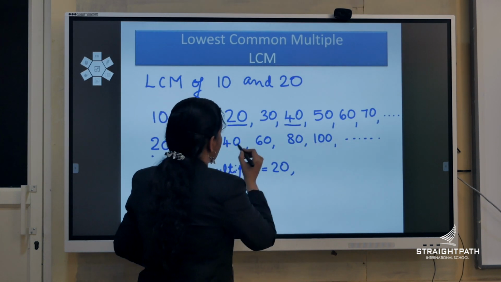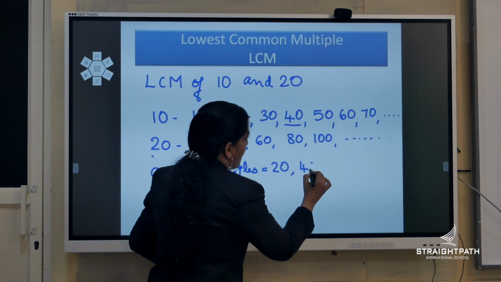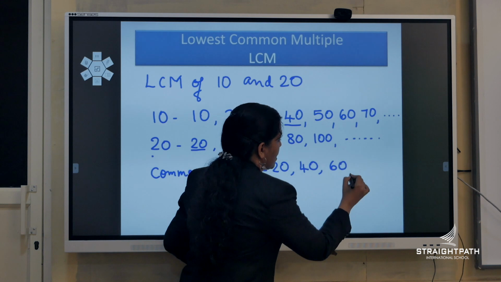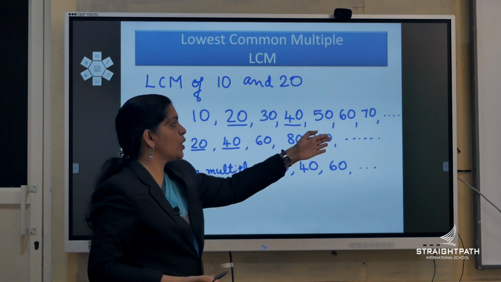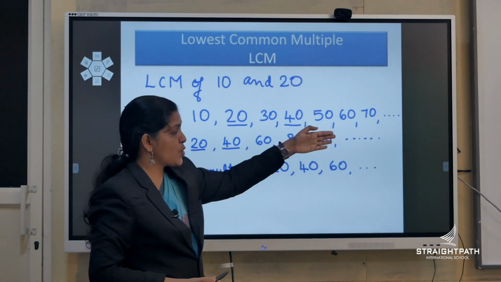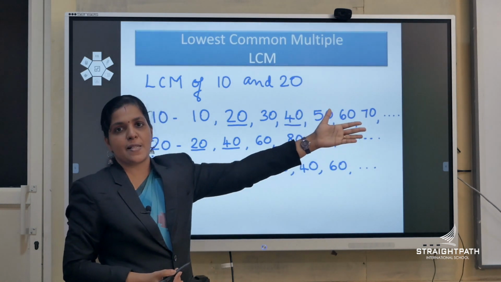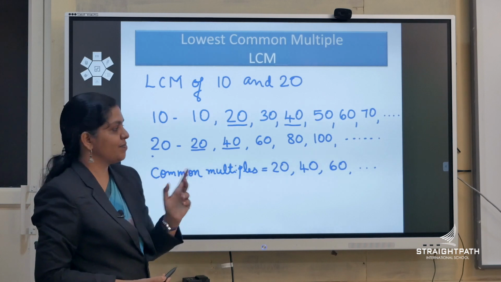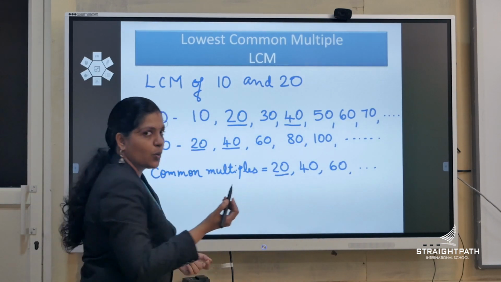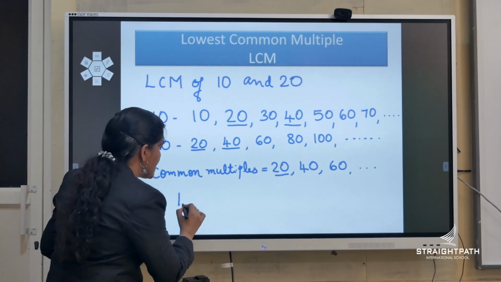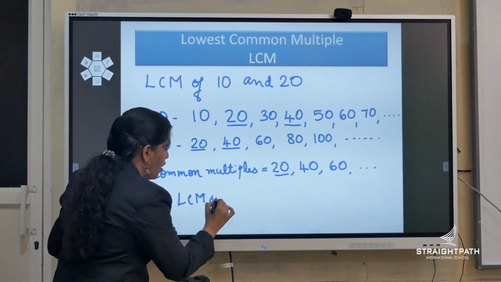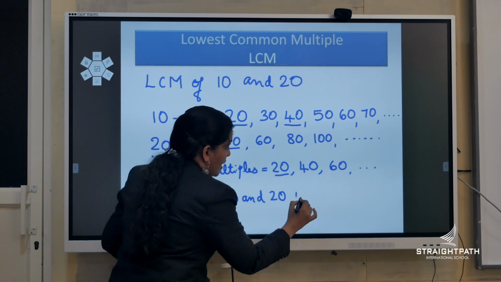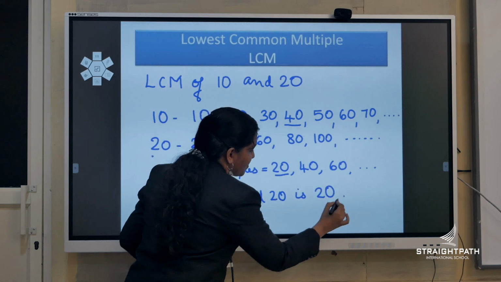Then, which is the next common multiple? Yes, 40 is there. 40 is common. Then, which is the next common multiple? 60 is a common multiple. See, we have written only up to here, so we have only this much. Actually, there are n number of common multiples. Okay. Out of these, which is the lowest one? Yes, of course, 20 is the lowest common multiple. So, LCM of 10 and 20 is 20.